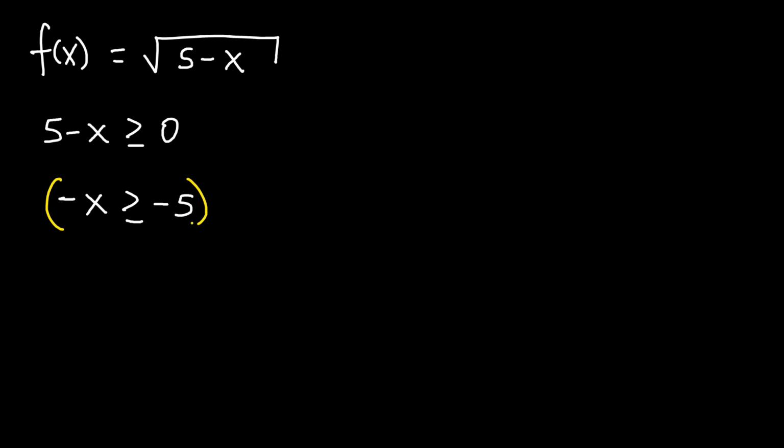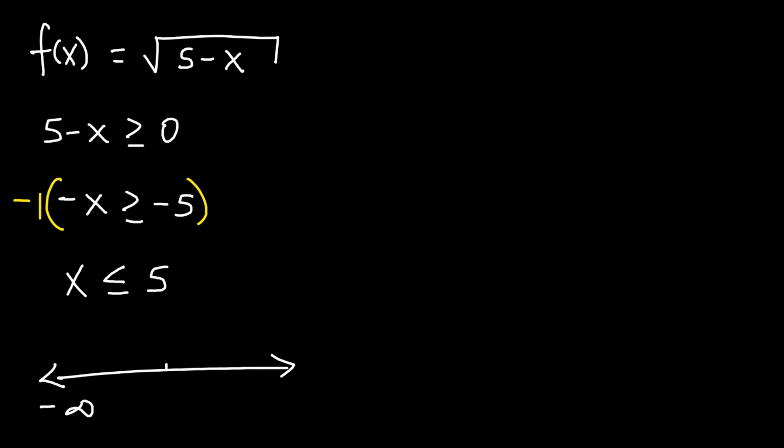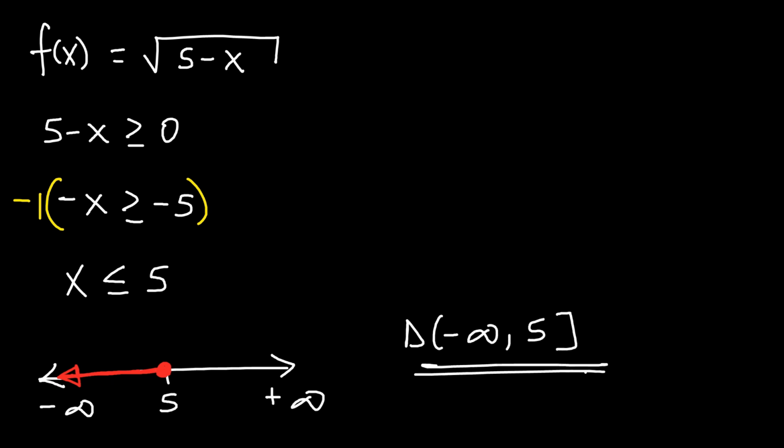And at this point, we can multiply both sides by -1. In inequalities, if you multiply through by -1, the direction of the sign will change. So this will be x, instead of greater than or equal to, we shall have less than or equal to +5. And representing this on a number line, here we have -infinity, 5, and then +infinity. And since x can be equal to 5, we need to mark this using a shaded circle. And then shade towards the left, because x is less than 5. And the domain for this will be from -infinity to 5, including 5.